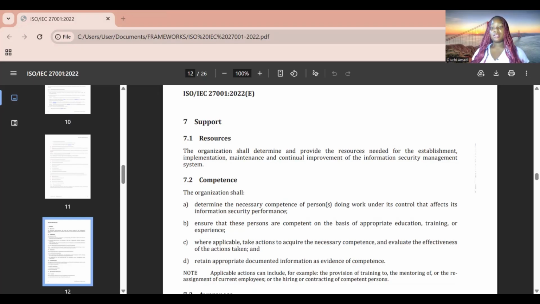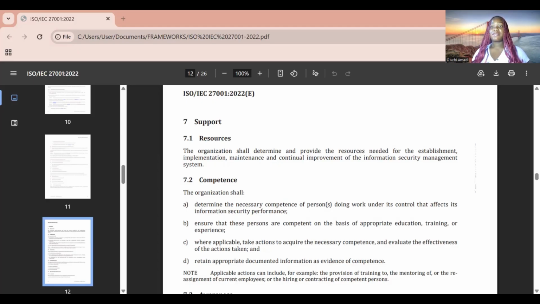So clause 7 talks about support. Clause 7.1 talks about resources. When we are talking about resources, it means that in this clause you have to establish all the necessary resources. You have to not just establish, you have to implement, maintain, and also improve the resources that are needed for the information security management system.